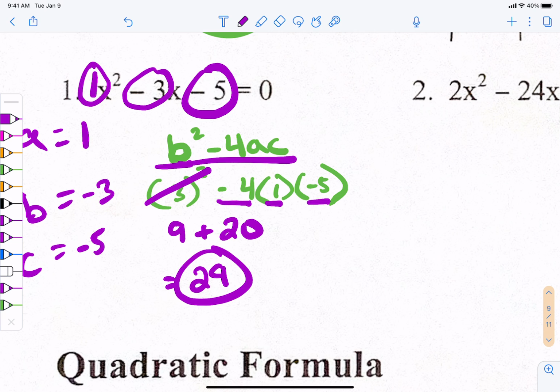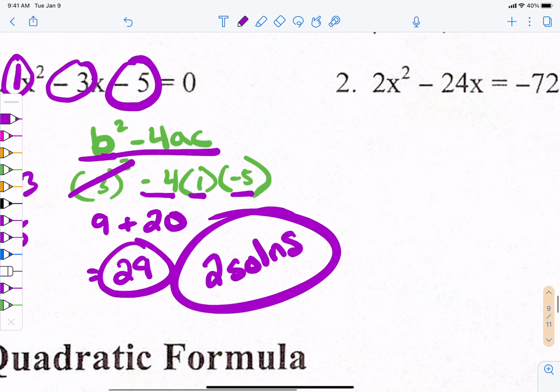Even. Odd. Back up. You don't have 2 solutions. This thing will have 2 solutions. Oh, it's positive. I thought it was a positive number.